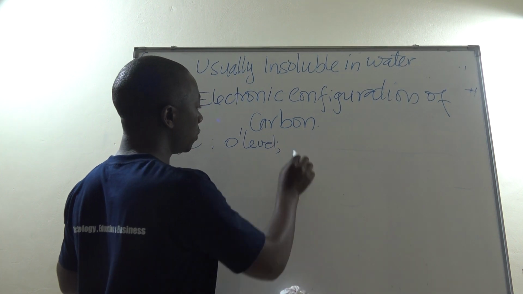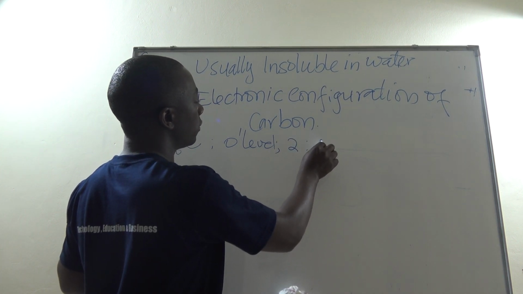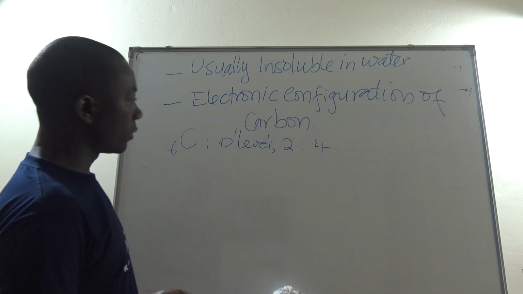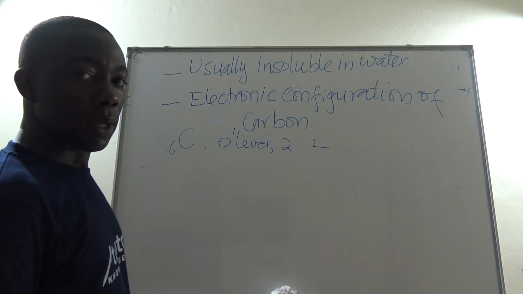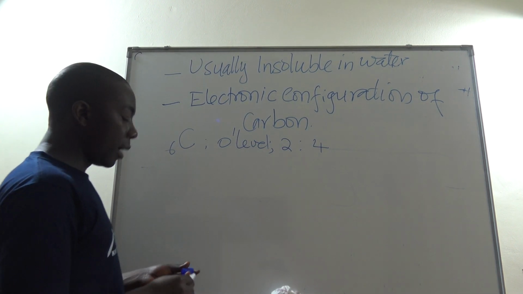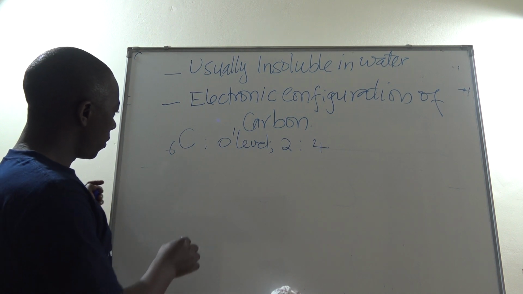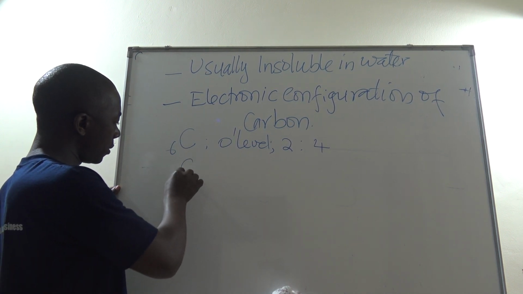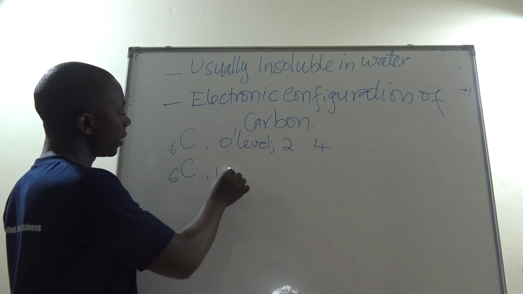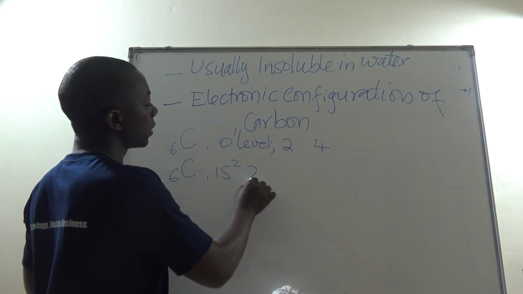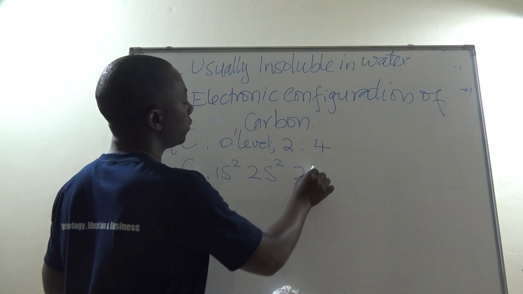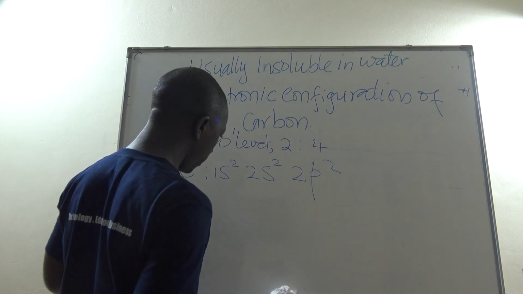We write it as 2 to 4. That totals up to 6. But for our main concern now here at advanced level, we look at carbon to have electronic configuration of 1s2, 2s2, then 2p2.